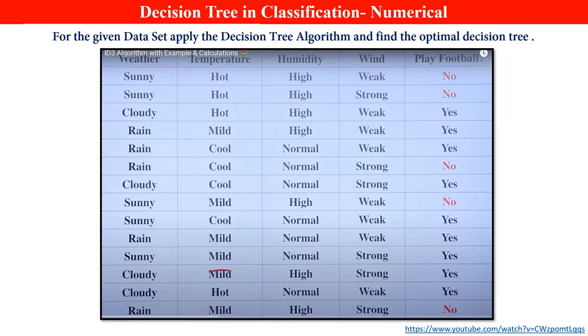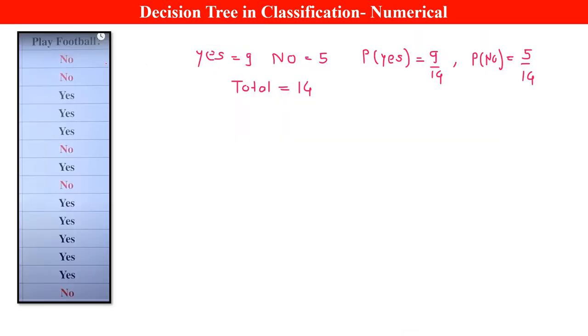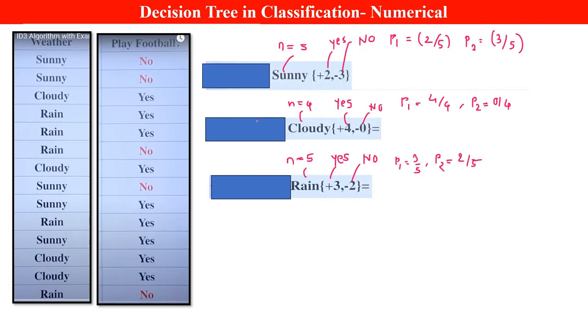Now we will take the same problem. So we have the 4 columns: weather, temperature, humidity and wind, and this is our target output. So we will first consider the target output, play football. We count the number of yes, count the number of no, and the total observations are 14. So probability of yes is 9 by 14 and probability of no is 5 by 14. Okay. Now once you have the probabilities, calculate the Gini index.